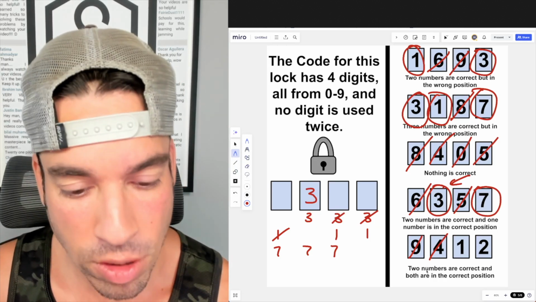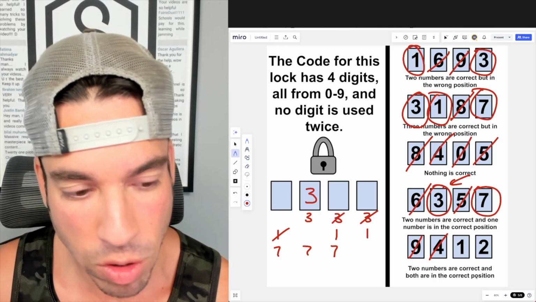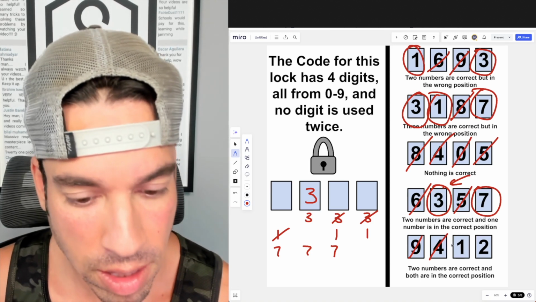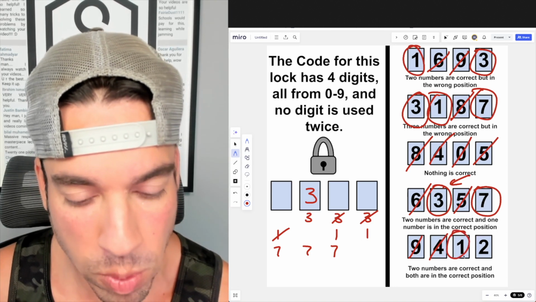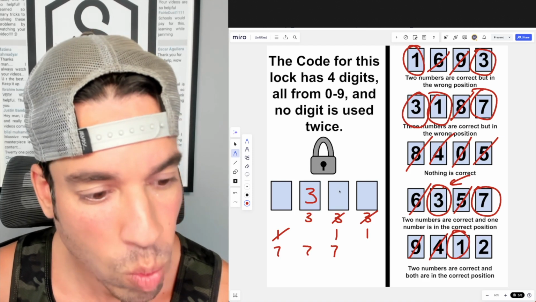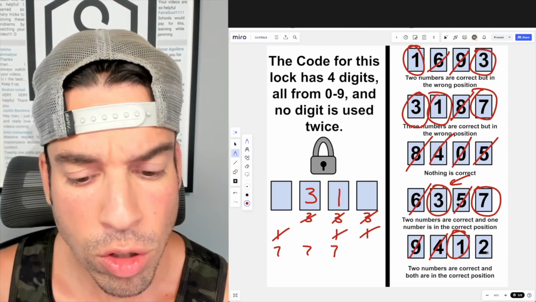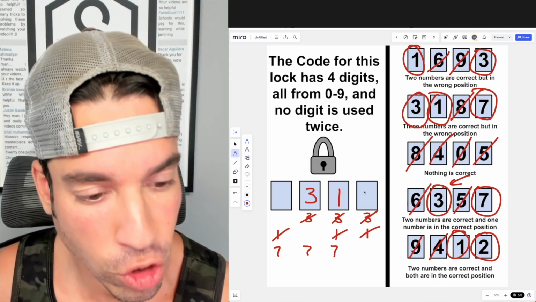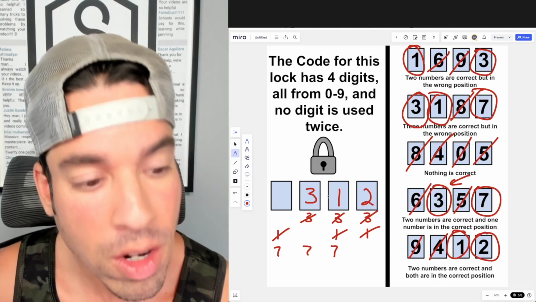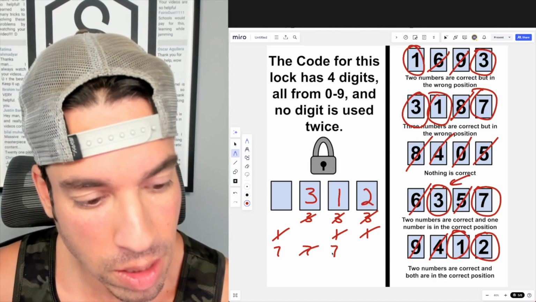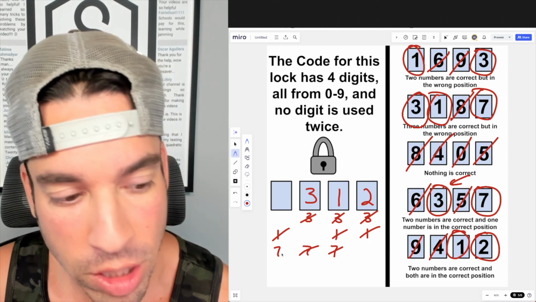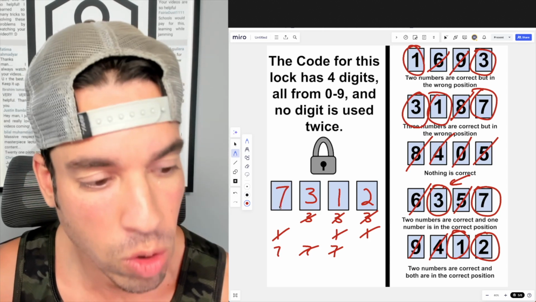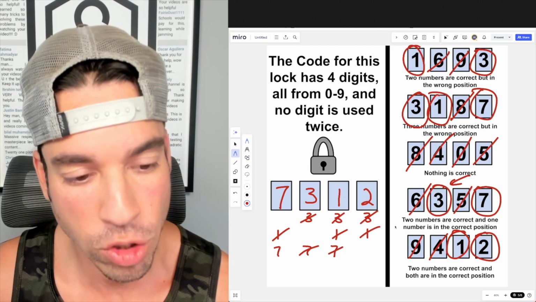Now we come down to this last clue. It says 2 numbers are correct and both in the correct positions. Well, I already know that 1 is there, so we can circle 1, and it says this one is in the correct position. That means 1's gotta go up here. This also shows me that 2 must be correct, and 2 must be in the correct position, which means 2 goes here. Since everything else has been eliminated, there's only one option left for 7, which is in that first position, which means our code is 7312 for the win.